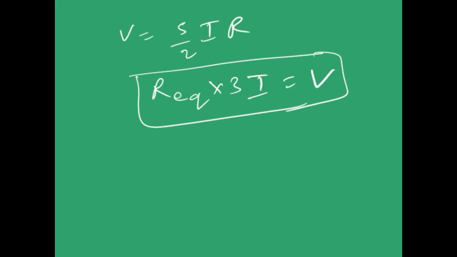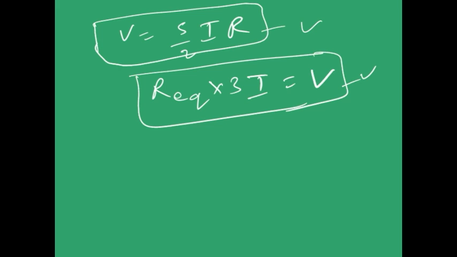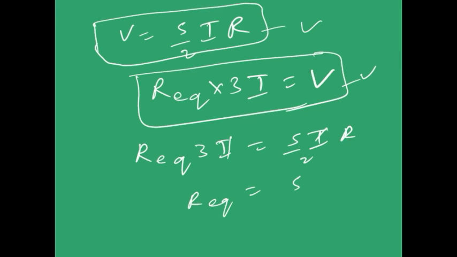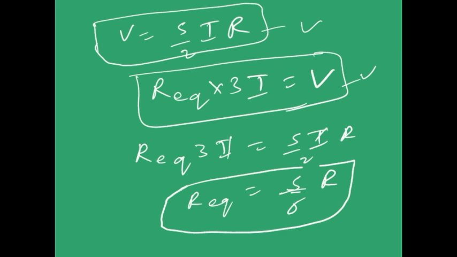And you have this equation here. What can we observe from these two? Equate them and you will get something like Req into 3I is equal to 5 by 2 IR, right? I gets cancelled. So Req is what? 5 by 6R. We solve the problem. It's over. So the net effective resistance across those two body diagonals is 5 by 6R.